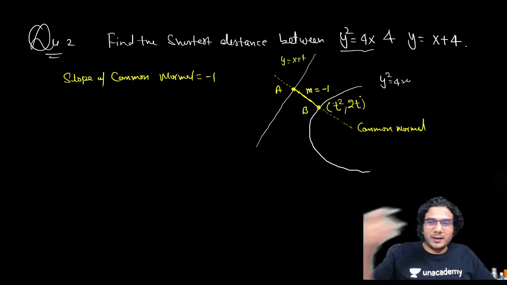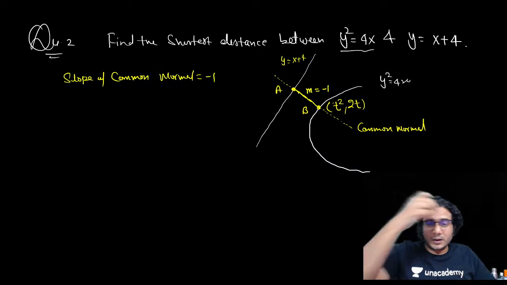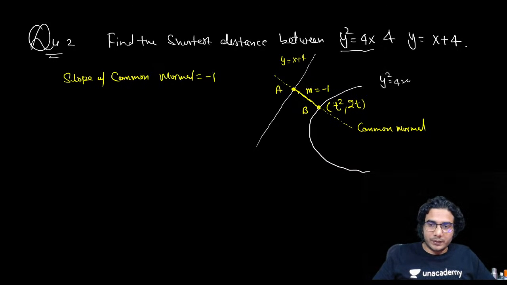You can take t comma something, also like t square comma 2t will work. You know how to take points on a parabola, but you can take any other way, doesn't matter. You can take x is equal to t, y is equal to 2 root t, like that also. So t square comma 2t, this is the point. Now normal at B.